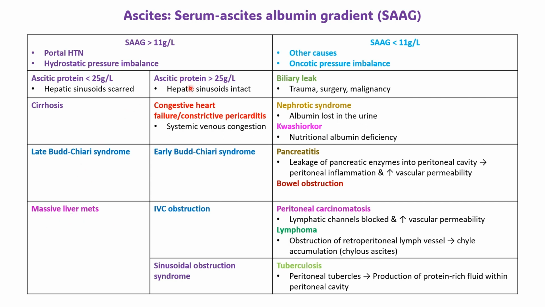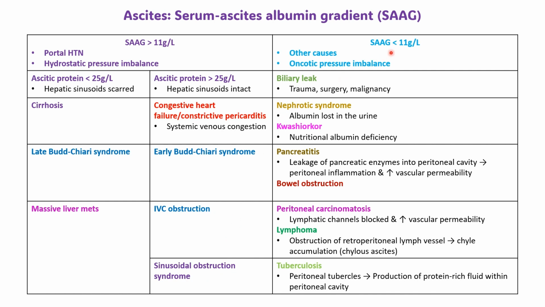Where the ascitic protein is greater than 25 grams per litre, like I said, that's where the hepatic sinusoids are intact. So this can be seen in conditions such as congestive heart failure or constrictive pericarditis, where we have that systemic venous congestion, seen early in Budd-Chiari syndrome. Can also be seen in IVC obstruction and sinusoidal obstruction syndrome.